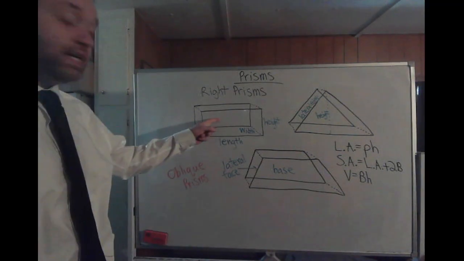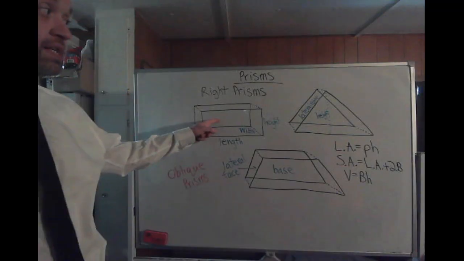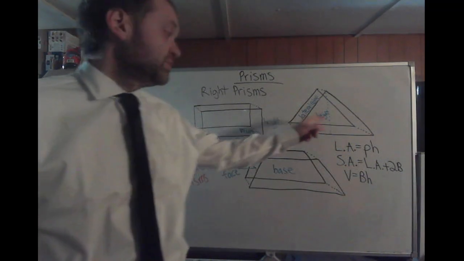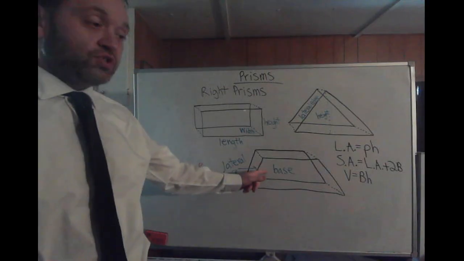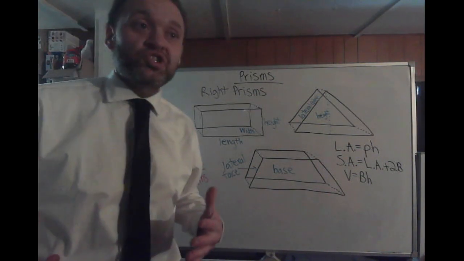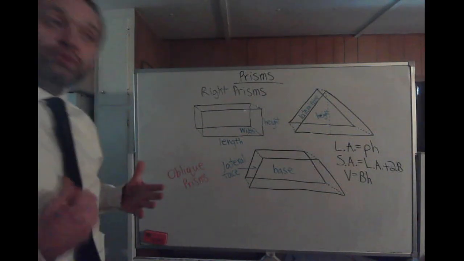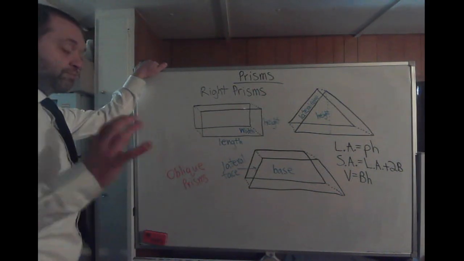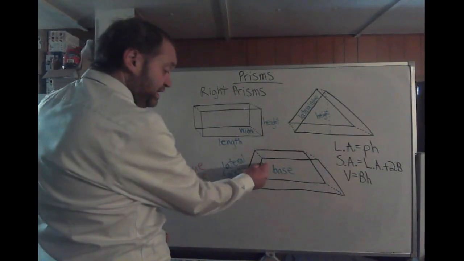You can have a rectangular prism where the bases are rectangles. You could have a triangular prism where the bases are triangles. You can even have a trapezoidal prism where the bases are trapezoids. You can have other types of shapes like hexagonal prisms, you name it. But in every prism, of course, you have two bases.